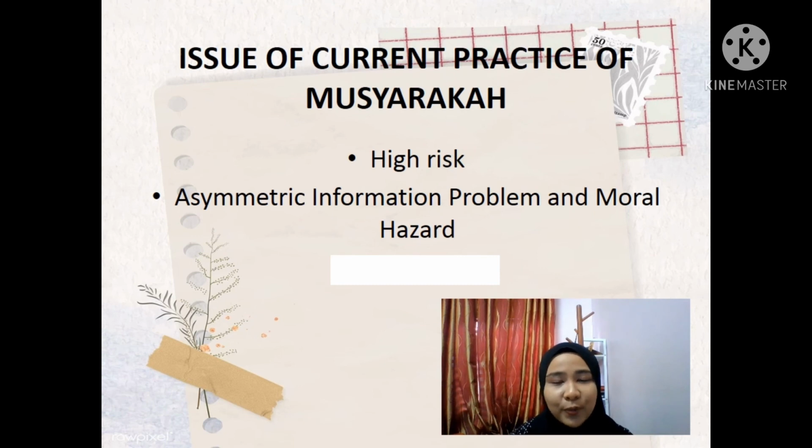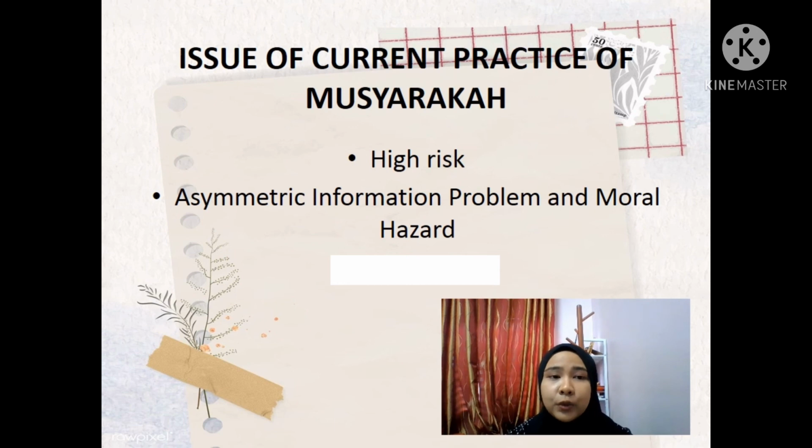Now, let's go through the issues of current practice in the musyarakah contract. The first issue is high risk. Banks prefer low-risk products. For banks, the lower the risk is the better. However, musyarakah is classified as a higher-risk product by banks. There are various types of risks that Islamic banks will face as a musyarik when they are involved in a musyarakah contract.